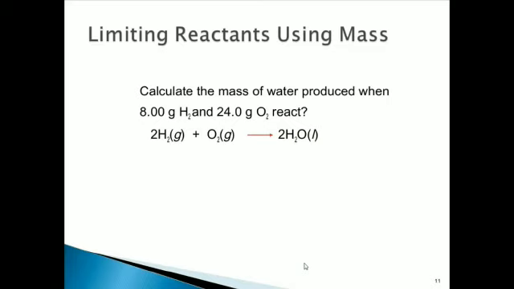Now, we have one question. Calculate the mass of water produced when 8 gram of hydrogen and 24 gram of oxygen react. Through the equation, 2 mole of hydrogen, or 2 gram of hydrogen, let us take in gram, 2 gram of hydrogen will react with 1 gram of oxygen, then 2 gram of water is formed.